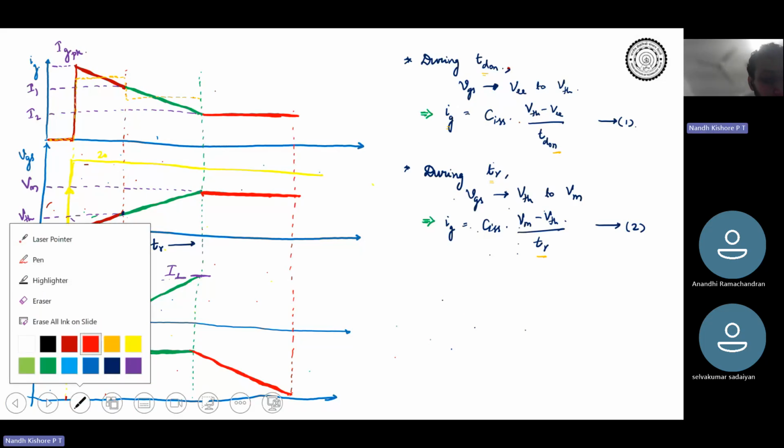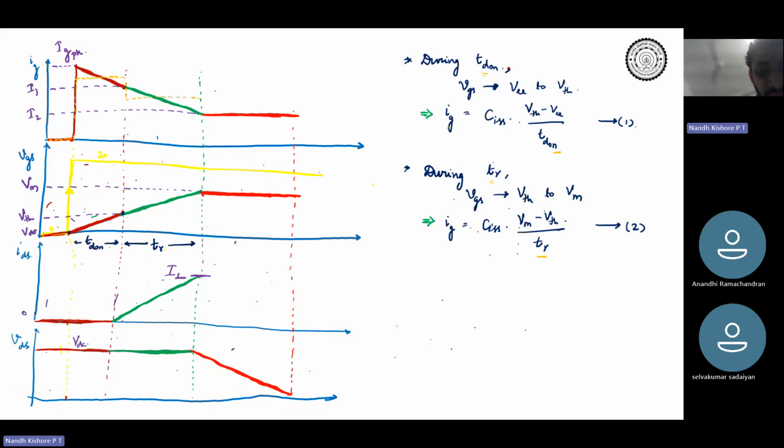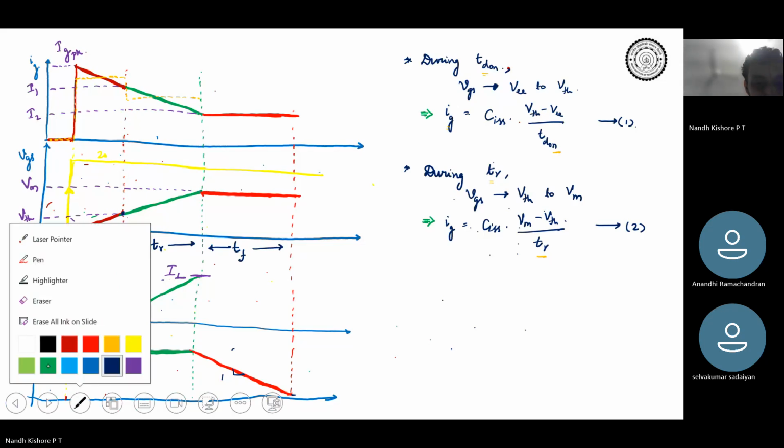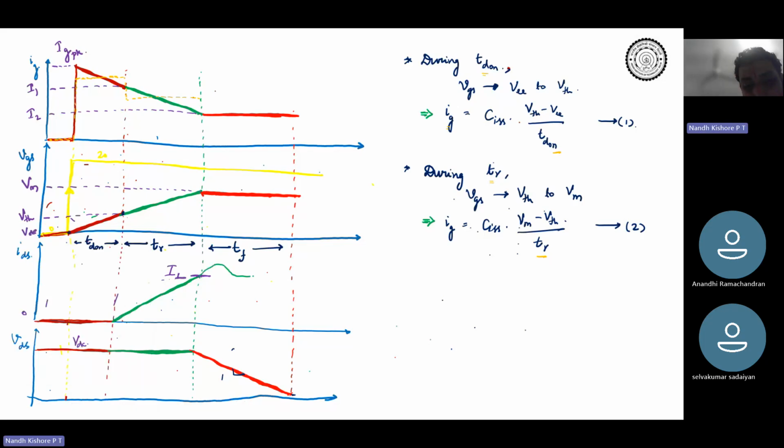So this is called the voltage fall period, TF. Voltage is falling from VDC to a very low value, not exactly zero. There will still be some IR drop, but it's a very, very low value compared to VDC. And we assume that this fall is almost linear. This is an assumption we make. Of course, the current would look something like this.